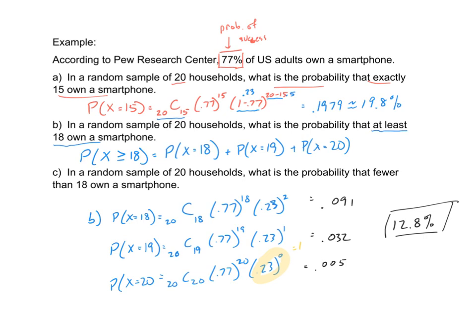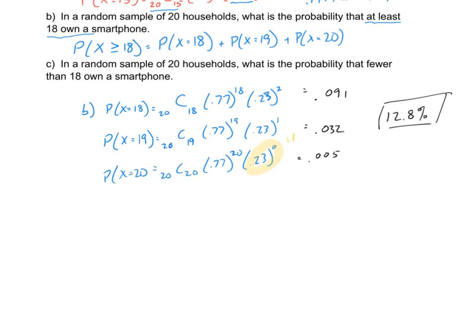Now the last part of the section, the last part of this example, and the section actually, we're going to look at part C. And in this one, in a random sample of 20 households, so we're sticking with 20 households, that's good. What is the probability that fewer than 18 own a smartphone? Fewer than. Oops, I lost a parenthesis in this one. There we go. Fewer than means less than. I want the probability that X is less than 18.